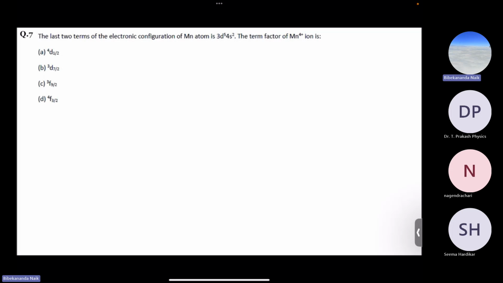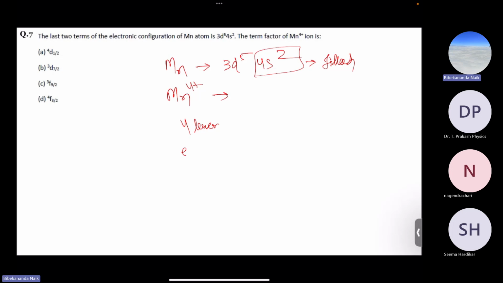Yes, can anyone tell me what will be the term factor of Mn4+ ion? So if you see here, the electronic configuration of Mn is 3d5 4s2. So Mn4+ means it has 4 fewer electrons. So the electrons will be coming out from these levels. So here there will be 3d1 4s2.